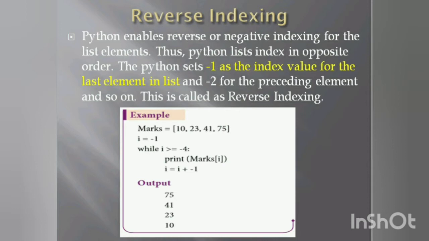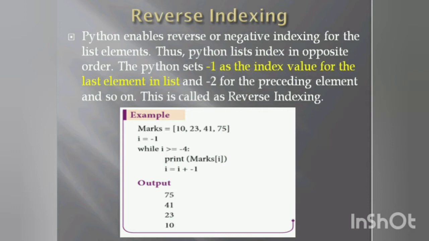Python sets -1 as the index value for the last element in a list and -2 for the preceding element, and so on. This is called reverse indexing. Reverse indexing is also known as negative indexing or negative subscript. Now look at the example.